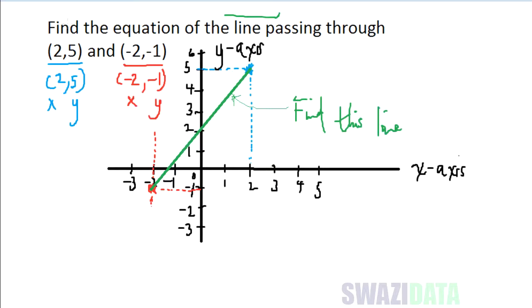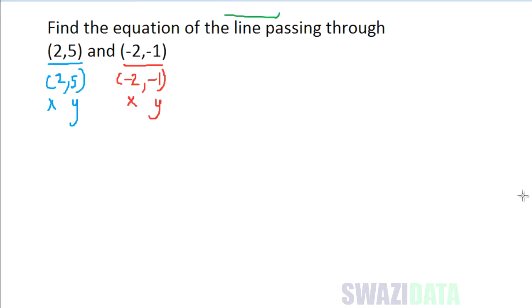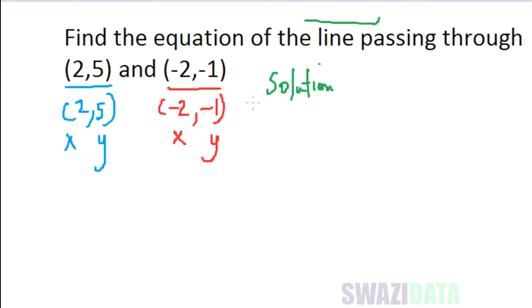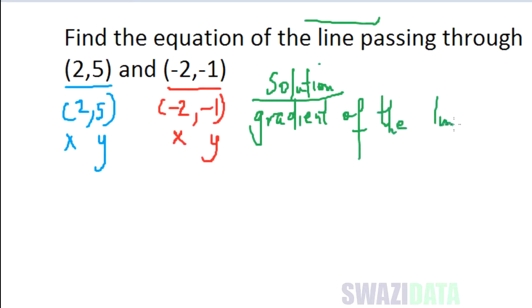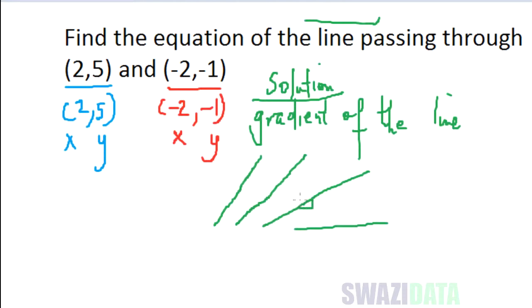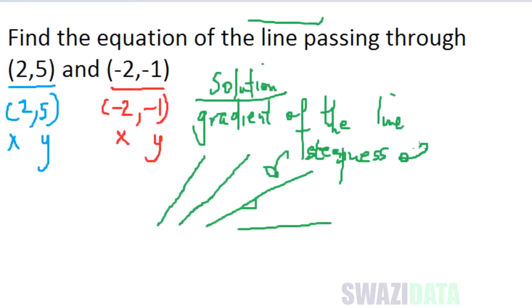So how do we do that? So solution, we have to find the gradient of the line. The gradient is basically slope, the steepness of the line. So this line has a different gradient to this line, to this line, to this line. So the gradient is this part, this steepness. The steepness of the slope.